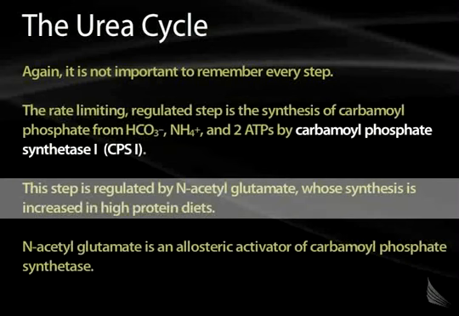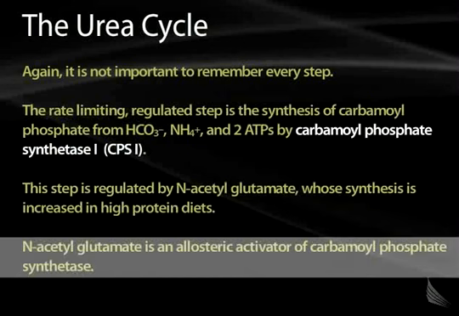This step is regulated by a compound called N-acetylglutamate. N-acetylglutamate synthesis is increased when we have a high-protein diet. So this N-acetylglutamate stimulates the urea cycle to deal with this greater protein load. It does it because it's an allosteric activator of carbamoyl phosphate synthetase 1.